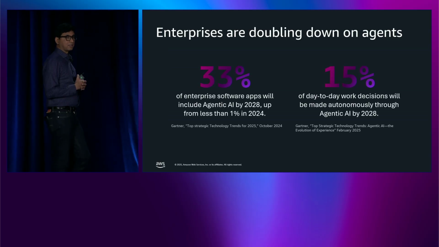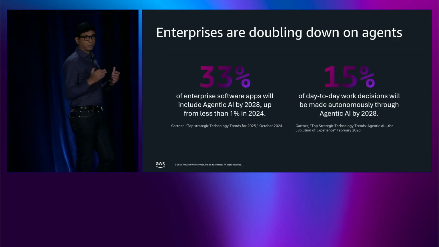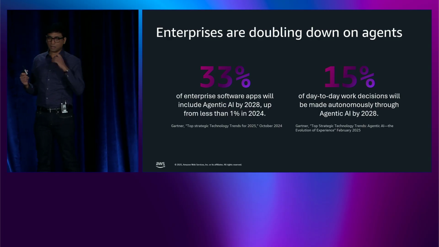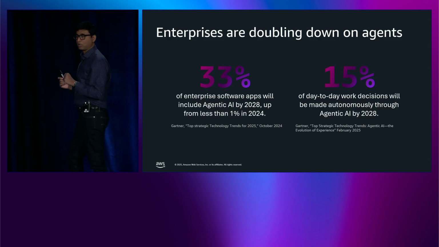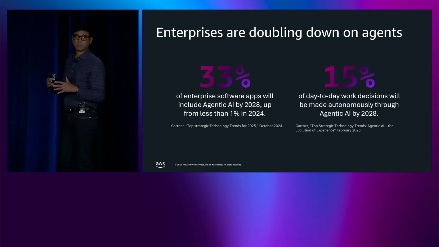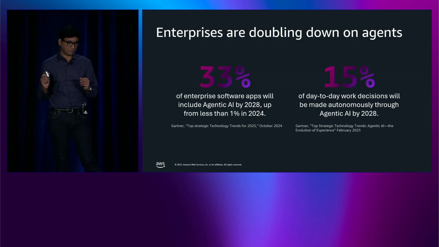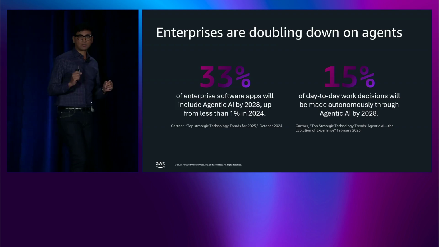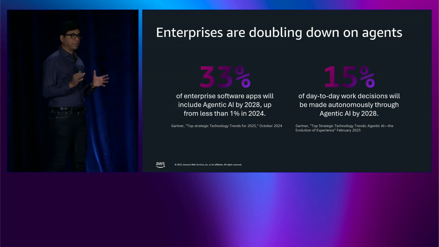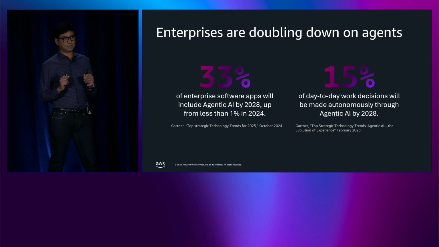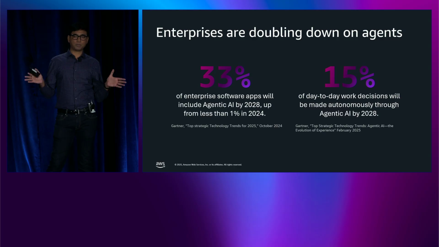But this is not just us. This is what customers like you and builders like you are telling us. According to Gartner, 1/3 of all enterprise applications would be powered by generative AI or agentic AI by 2028. And 15% of all day-to-day business decisions would be taken autonomously by an AI agent. Now, to put these things in perspective, same time last year, this number was close to 1%.